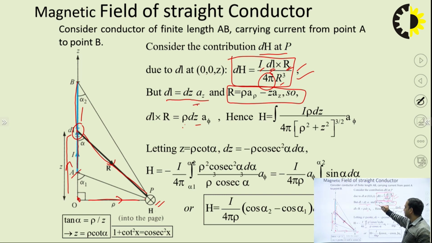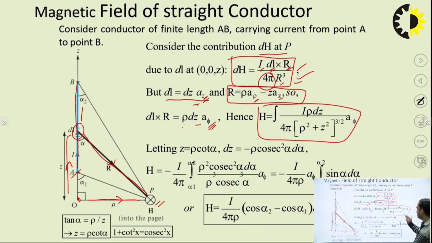Then you will see that when you take dl cross R, az cross a rho or az cross az, what is that value? Obviously az cross az is 0, and az cross a rho is a phi. So in this case it will be a phi terms, rho dz a phi. Just put this value into this equation. The expression which we got is a very important expression. This is the main expression now.